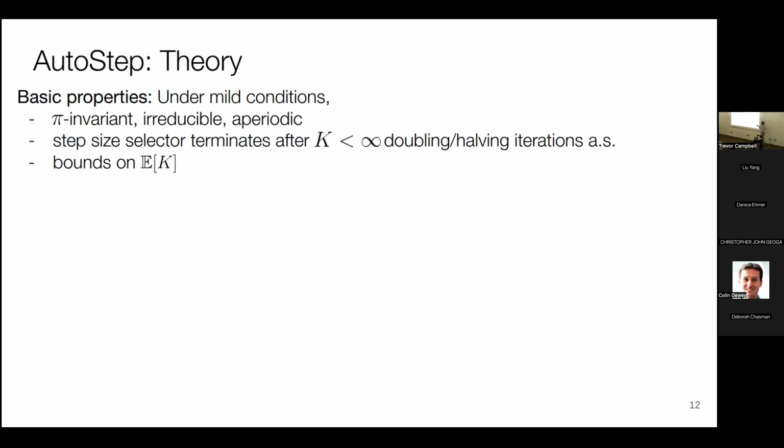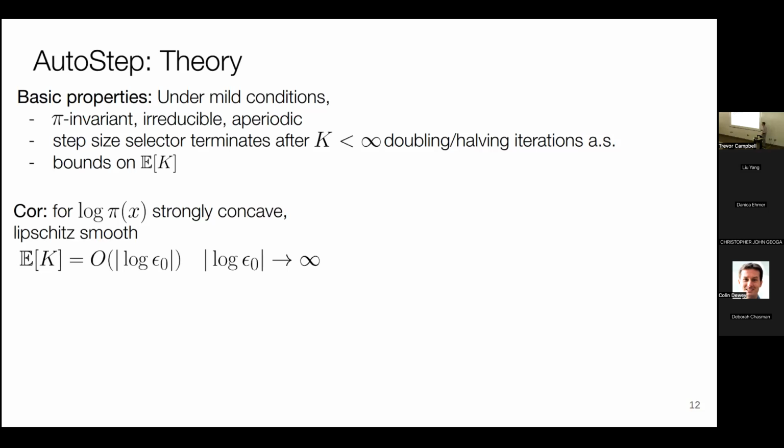Now, the actual bound that we have here is kind of nasty to look at, so it's not worth going into for a talk. But there is a corollary that I think is quite nice. If I'm willing to assume that my target is strongly concave and Lipschitz smooth, then I can tell you that the expected number of doubling and halving steps scales like the absolute value of the log of that initial step size guess, epsilon naught. What does that tell me? That tells me that if I'm horribly wrong with tuning epsilon naught, if I pick orders of magnitude wrong, I still don't pay that much. I pay at most a log.